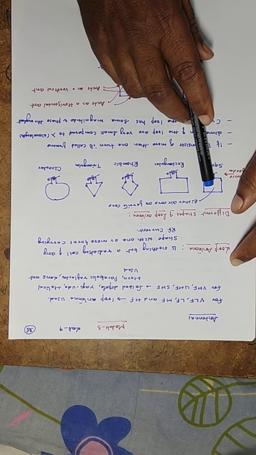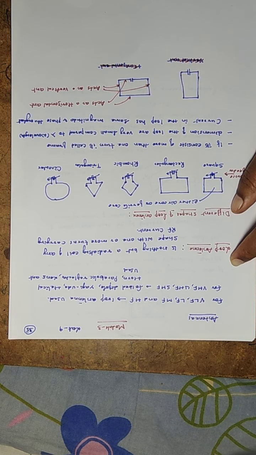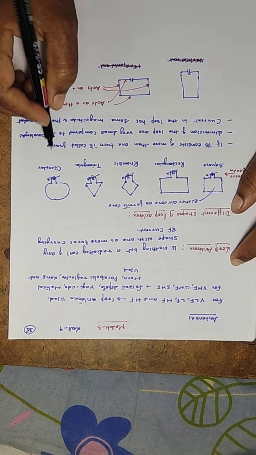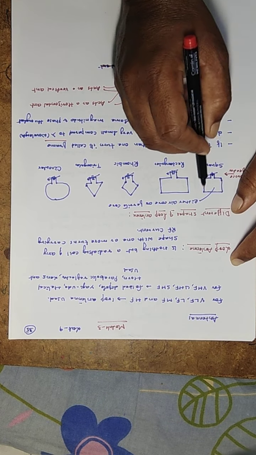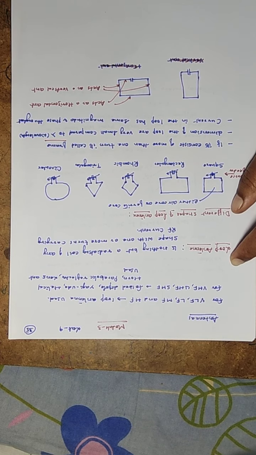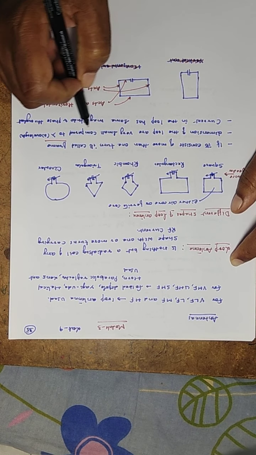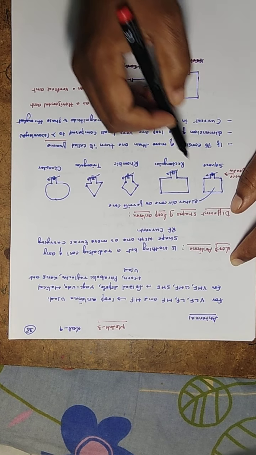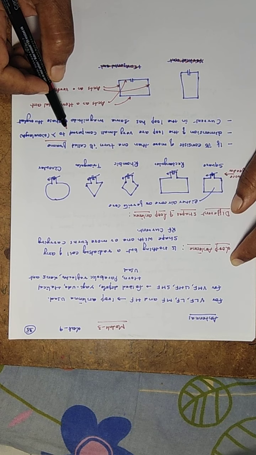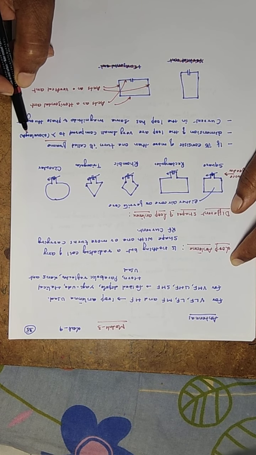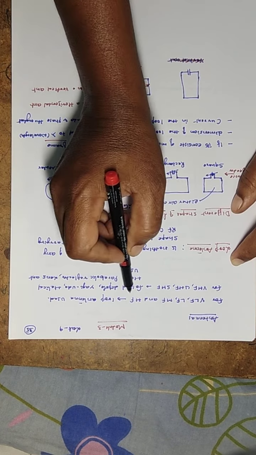If this consists of more than one turn, it is called a frame. This is one turn. If multiple turns are there, then it is called a frame. The dimensions of the loop are very small compared to lambda. Dimension means the area. The area of the loop is very small compared to the wavelength used. What is wavelength? Wavelength is related to frequency.